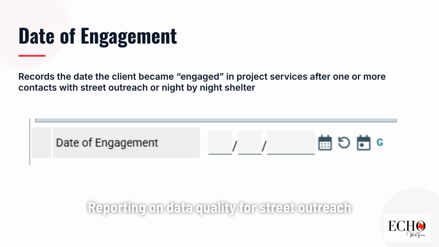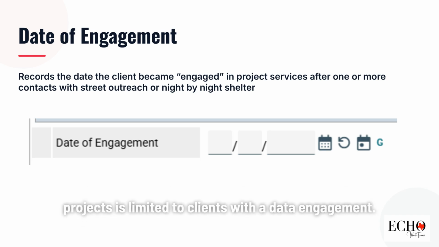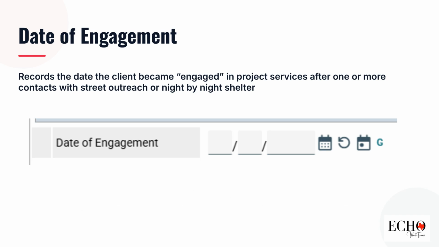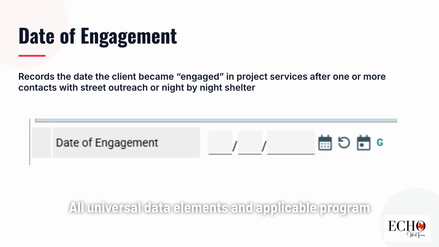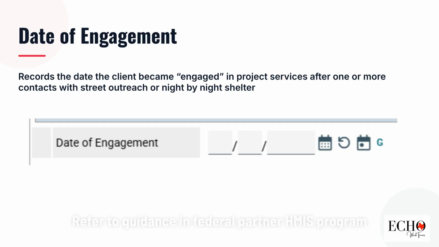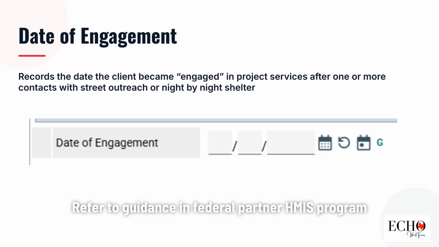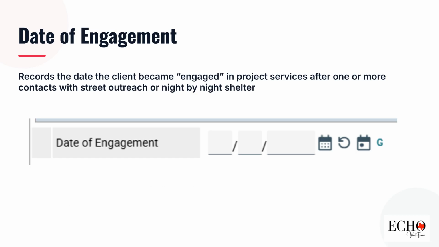Reporting on data quality for street outreach projects is limited to clients with a date of engagement. All universal data elements and applicable program-specific data elements should be reviewed for completeness and accuracy on the date of engagement. Refer to guidance in Federal Partner HMIS program manuals, PATH, CoC, ESG, and RHY for more details.